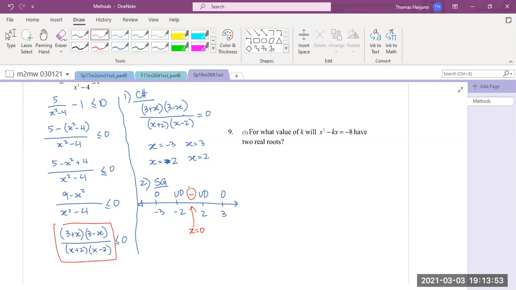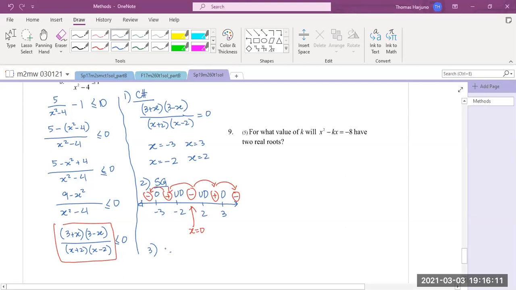Next, each of these critical numbers are of multiplicity of 1. So every time I jump across any critical number, I change the sign. Finally, then I see I need negative or 0. I need negative or 0. Give me a second. Okay, so I need less than or equal to 0, the negative part.